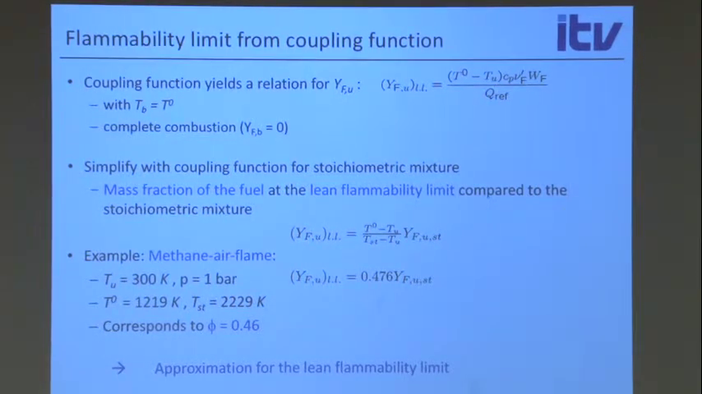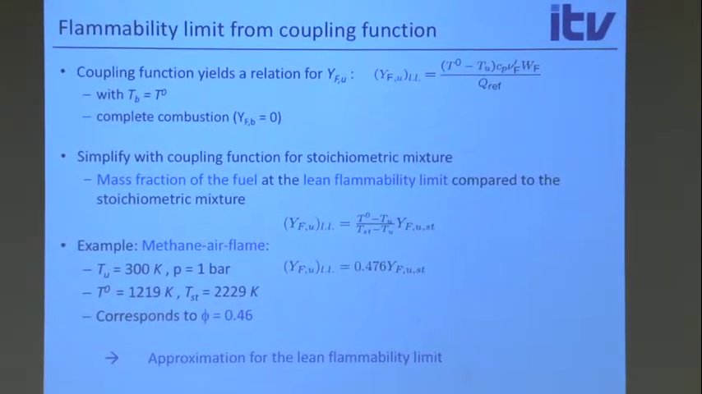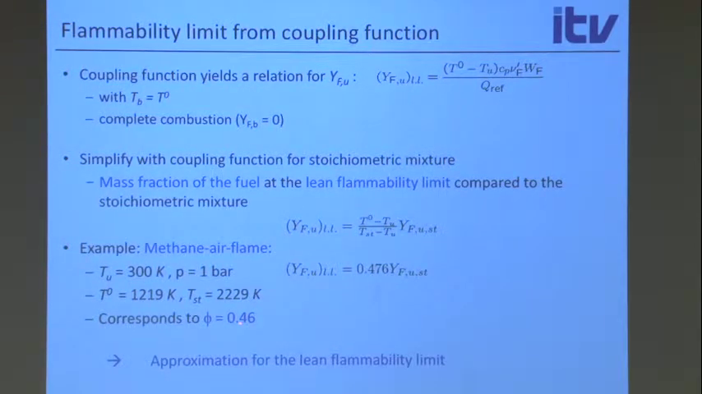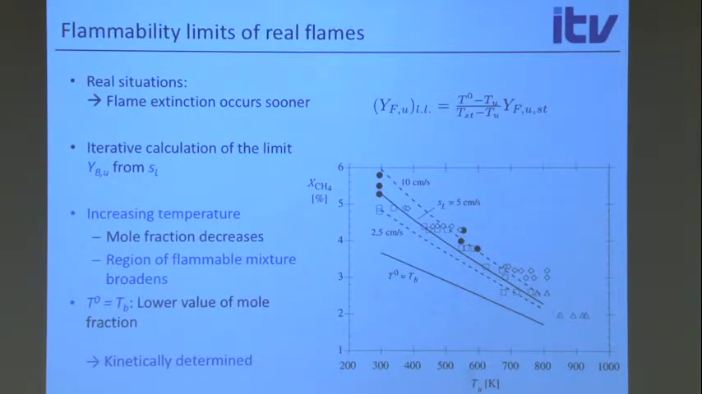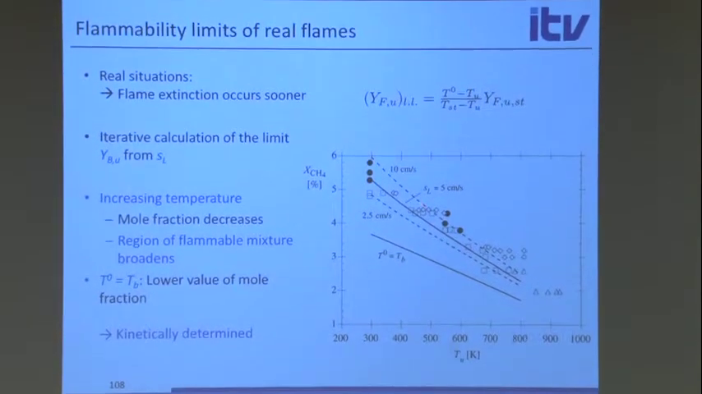So you see here, this mass fraction at the lean limit is given as a function of the mass fraction at stoichiometric conditions, which we can easily determine. So if we evaluate this prefactor here, then this is what we get. This is the mass fraction at which the flame would go out. It corresponds here to an equivalence ratio of 0.46. And if we compare that now with data, so this here is the lean flammability limit for methane as a function of temperature. This is from data.